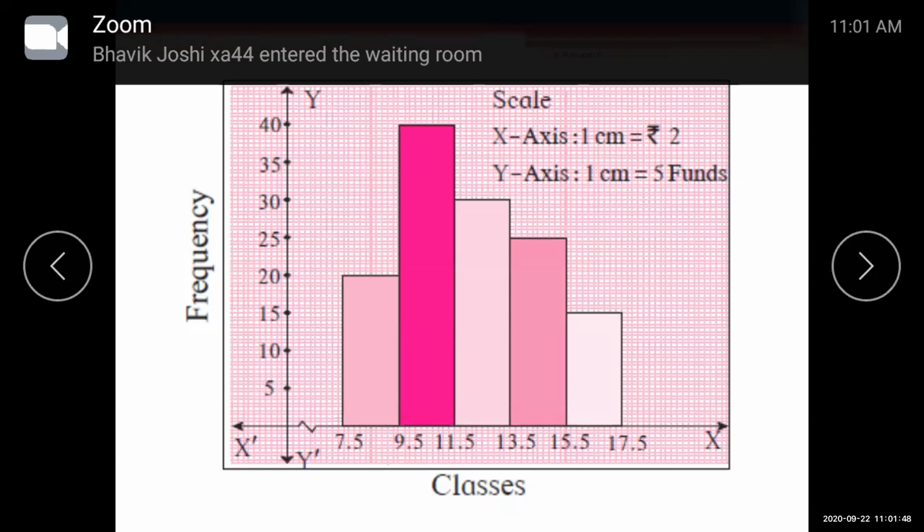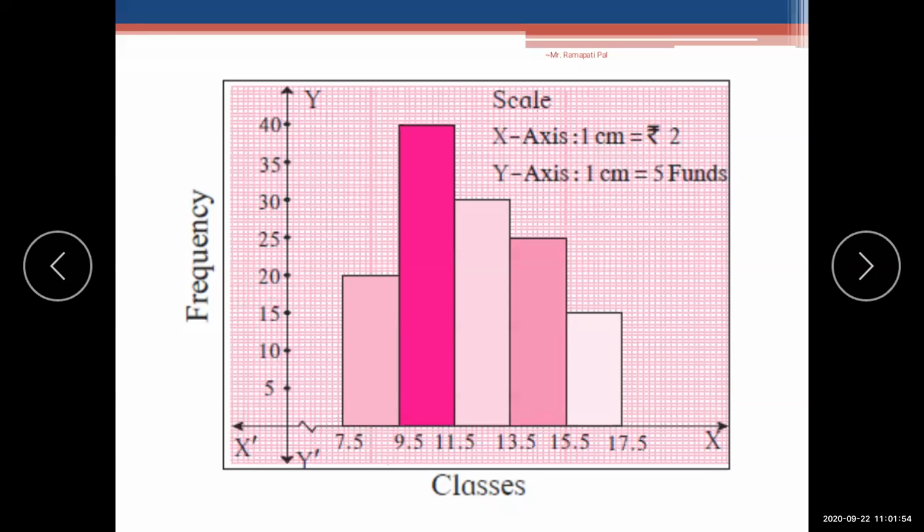And from 0 to 7.5, directly 7.5 there, and from 7.5 to 9.5. So what is the class size? Yes, okay. And 0 to 7.5 is more than 2. So we have to break the line. So yes or no, Khushi? So that's why we are giving a crink mark in between them. Is it clear?